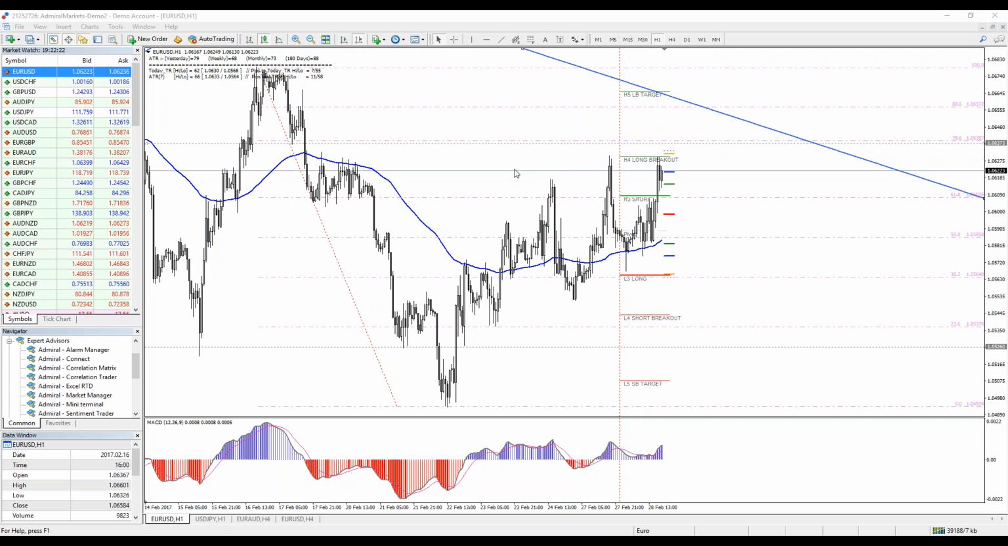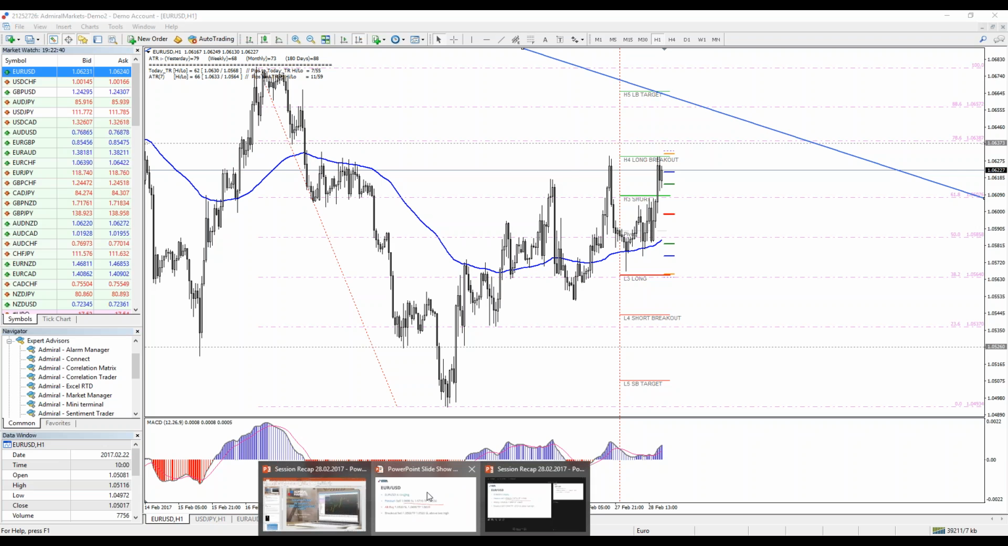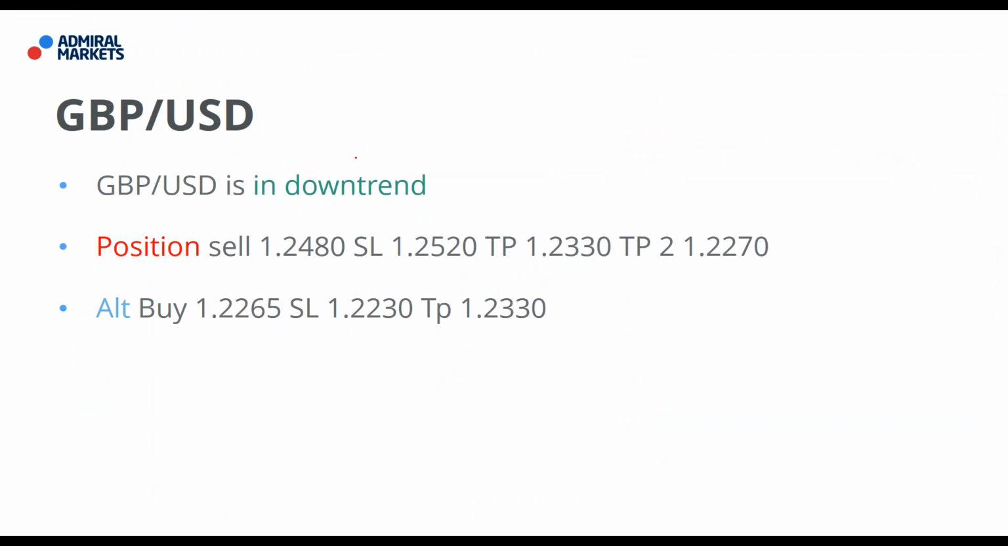So again, euro dollar, buy setup around 0.520, sell setup at 0.640. Okay. Now, next setup is pound dollar.